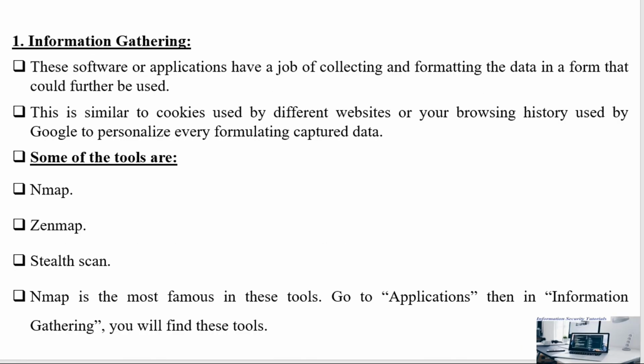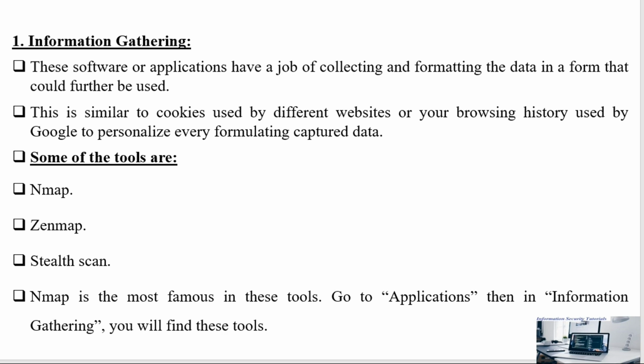These software or applications have the job of collecting and formatting data in a form that could further be used. This is similar to cookies used by different websites, or your browsing history used by Google to personalize content. Some of the tools are Nmap, which is one of the most common information gathering tools that can allow us to gather all the information on the network and have a clear network map. Zenmap has the same job as Nmap, but it has a graphical user interface, which is preferable for those who don't like using terminal tools like Nmap.